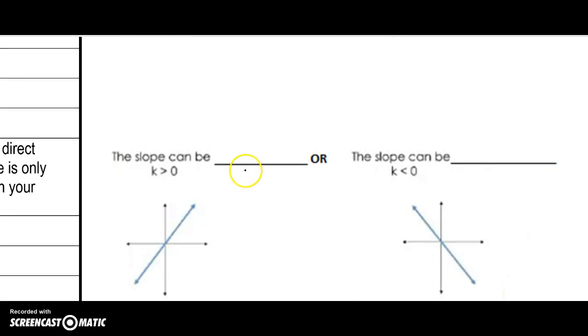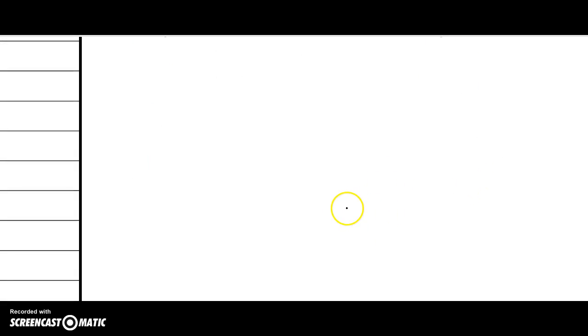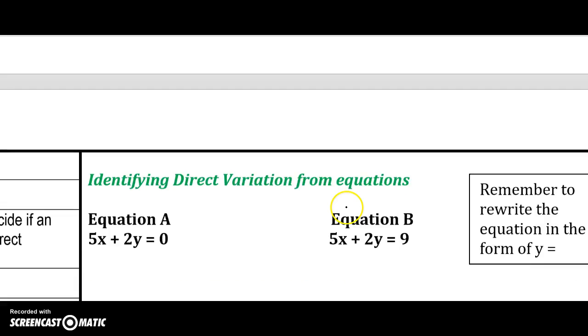Now the slope can be negative, positive, or 0. We talked about that. Now we know this slope is positive over here. It is proportional. It is going through the origin. This slope is negative. It is proportional. It is going through the origin, and it is direct variation, both of them. All right, here we go.